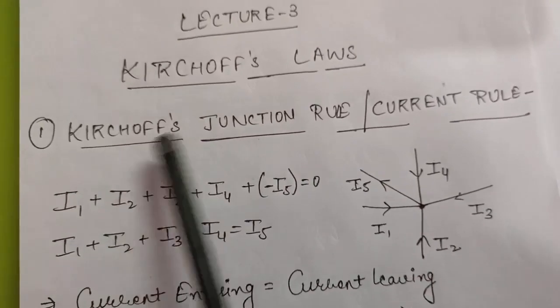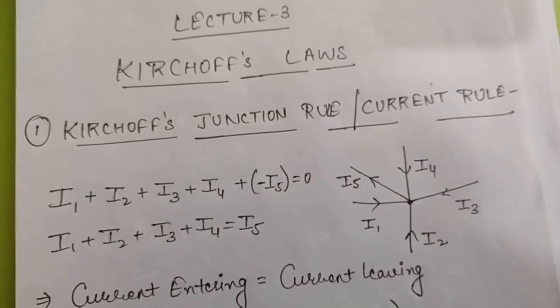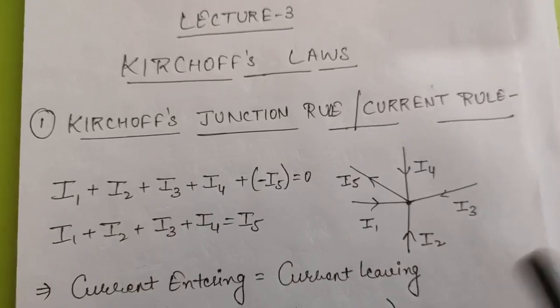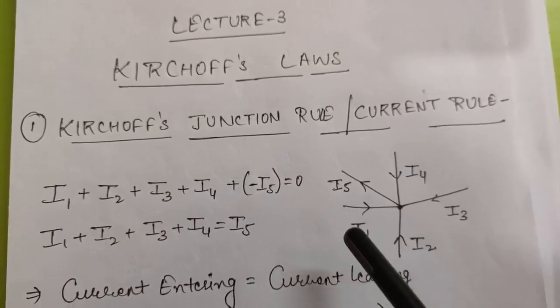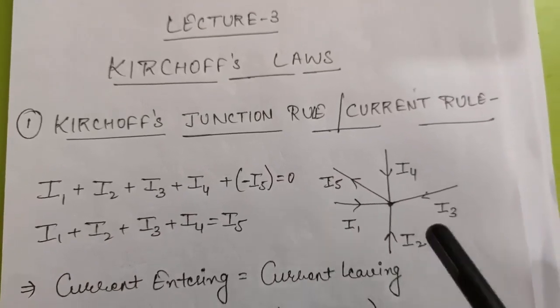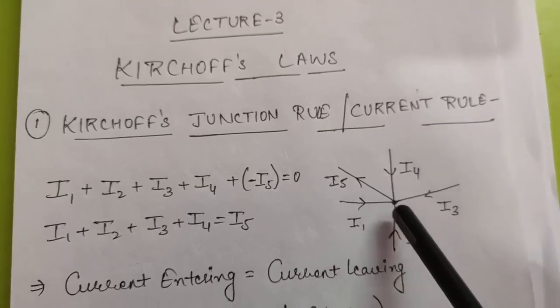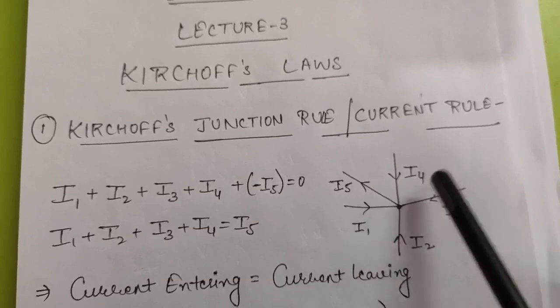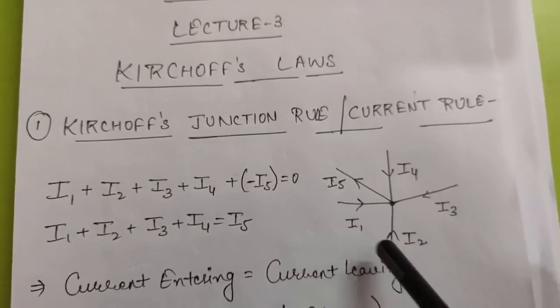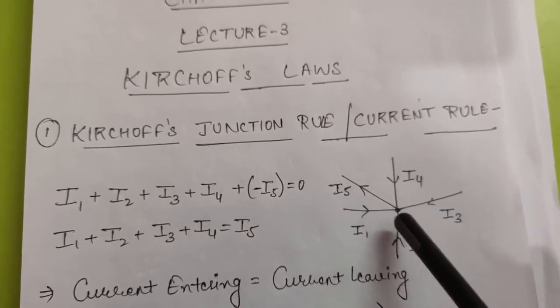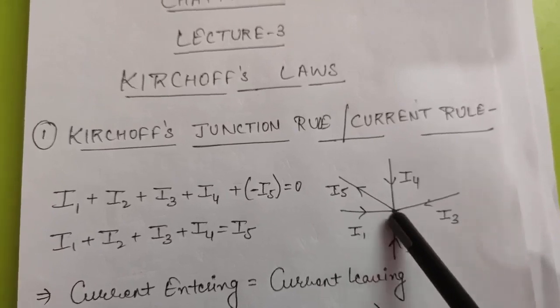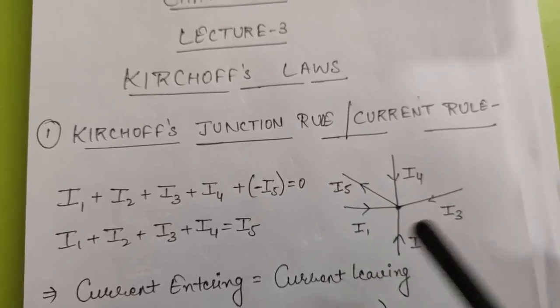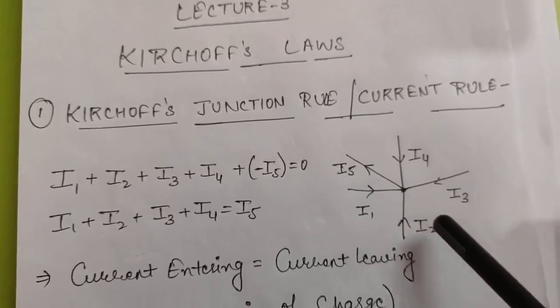The first law is Kirchhoff's junction rule or current rule, and it states that the total algebraic sum of all the currents meeting at a junction in a closed circuit is 0. I'm repeating it once again. It states that the total algebraic sum of all the currents meeting at a junction in a closed circuit is 0.